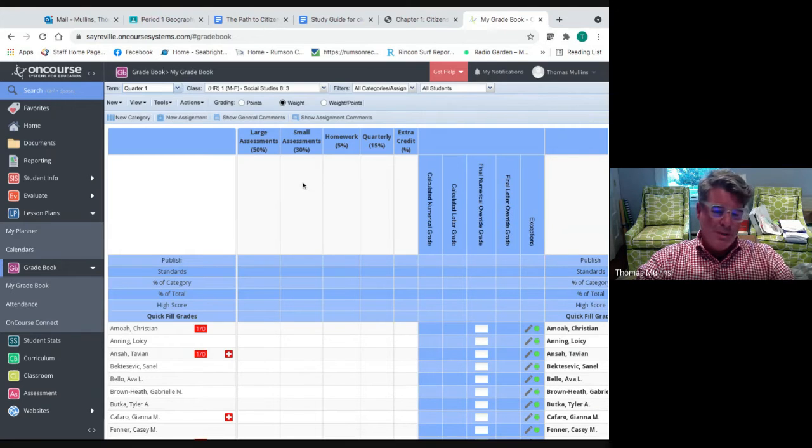Smaller assessments are quizzes and things we do in class, something that maybe takes a whole period or 2 days of class. I'll collect that. There'll be many more of those. Those will all be totaled up, and that'll be 30% of your student's grade.